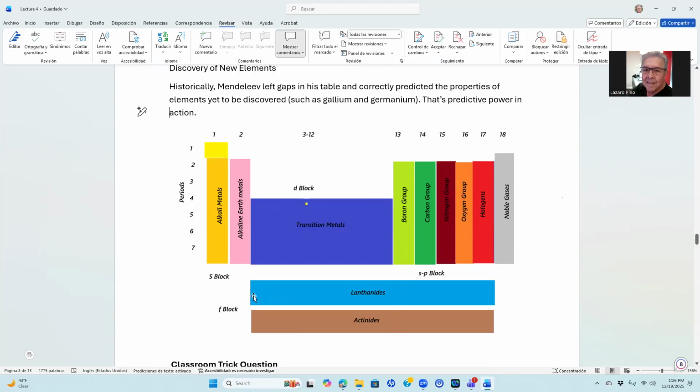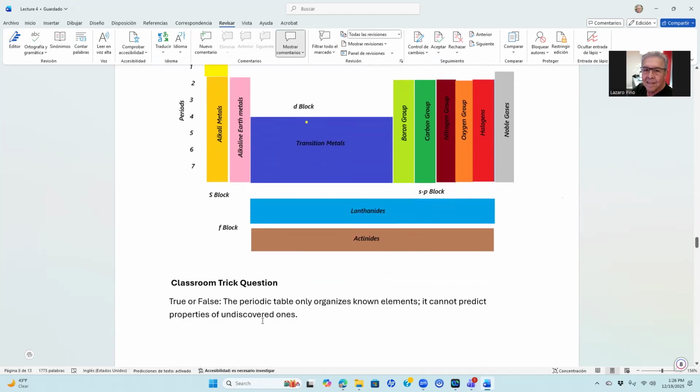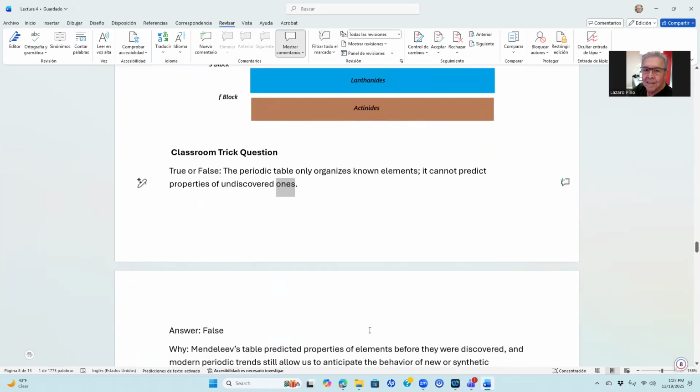And down you can see the f block. The f block is made of the lanthanides and the actinides. Let's go to some questions. Tricky question, of course, as you will have in this class. Classroom trick question. True or false, the periodic table only organizes known elements. It cannot predict properties of undiscovered ones.